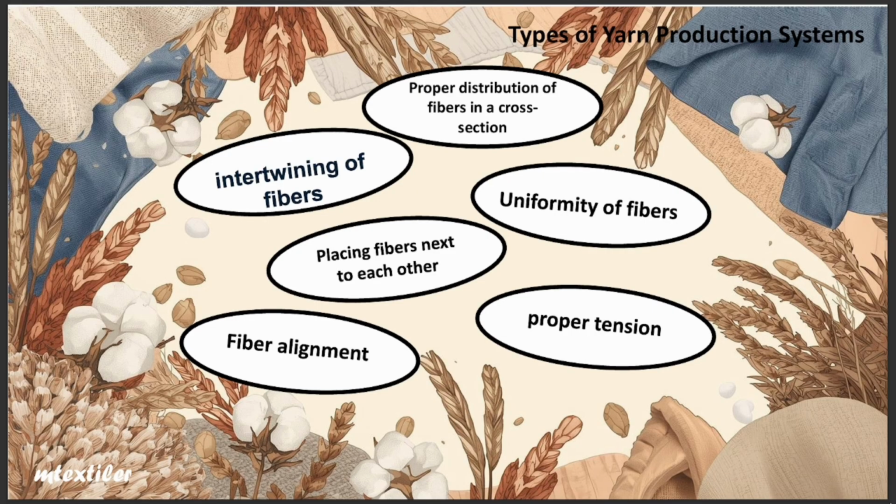1. Intertwining of fibers. 2. Proper distribution of fibers in a cross-section. 3. Uniformity of fibers. 4. Proper tension. 5. Placing fibers next to one another. 6. Fiber alignment. By imparting these characteristics to the fibers, we can use mechanical systems to transform disordered and scattered fibers into yarn with excellent regularity and cohesion.